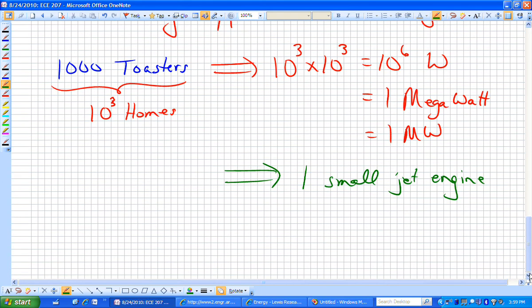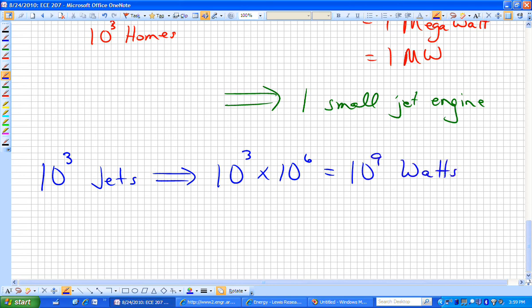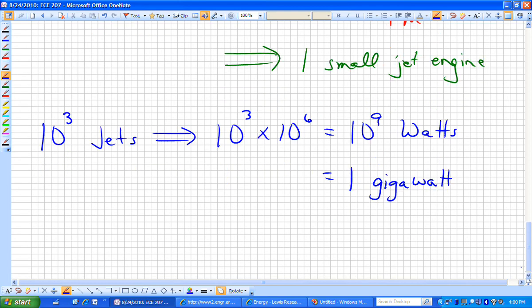Okay. 1,000 homes is one small jet engine. You see the pattern here. What if we took 1,000 jets? That's now 10 to the 3 times 10 to the 6, which is 10 to the 9th watts, or that's 1 gigawatt, and what's that? That's basically a nuclear power plant.